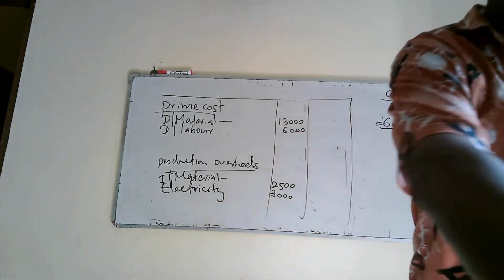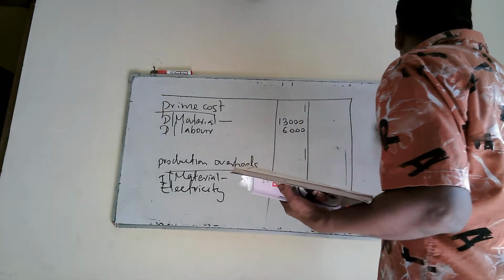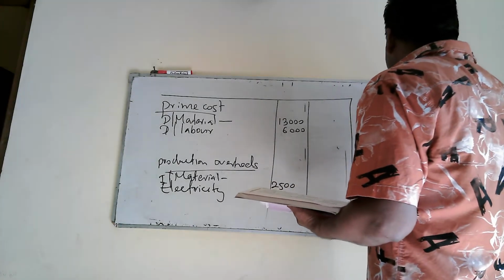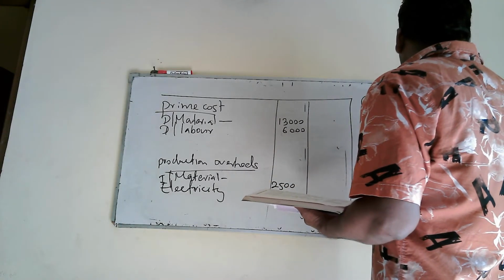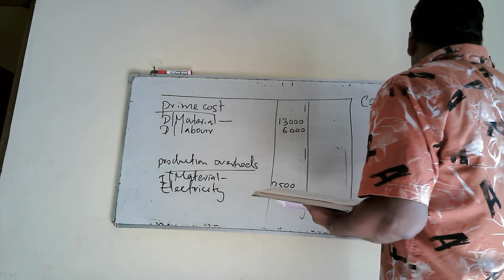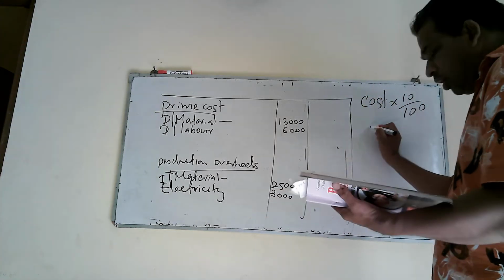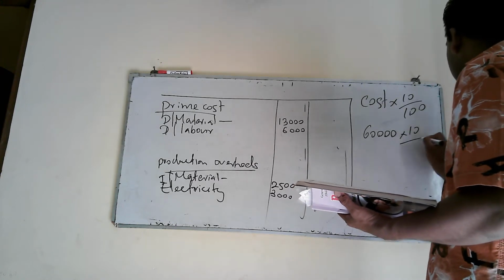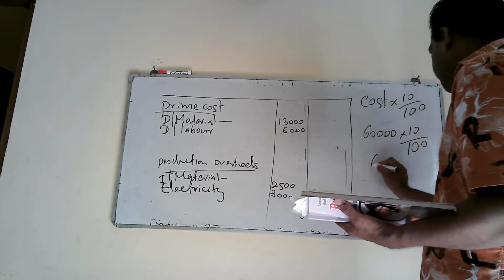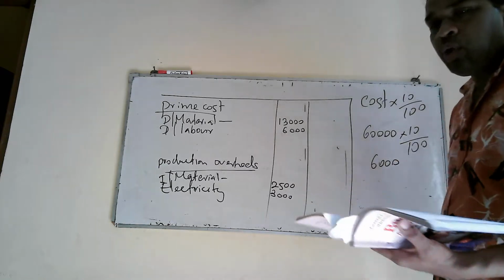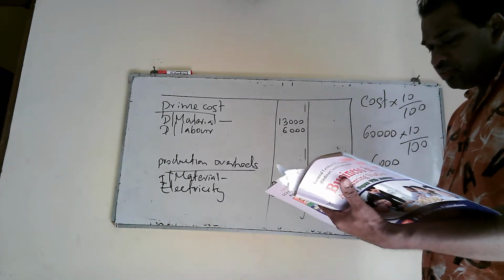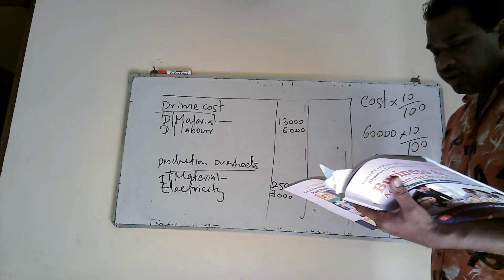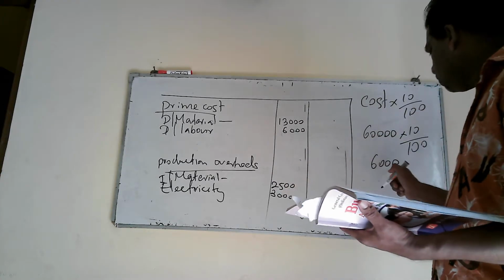I will give you an easy one. As you are asked to calculate depreciation, right? Under the straight line method, you can take this formula. Cost is 60,000 into 10%. That's 6,000 per annum, because the annual rate is 10%. That is equal to 6,000.